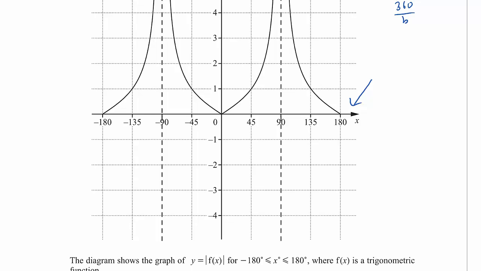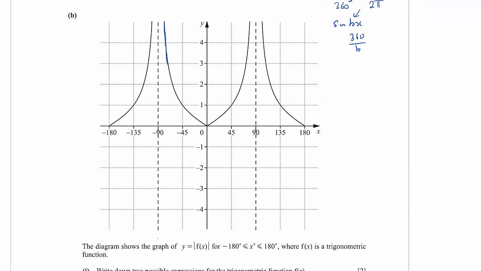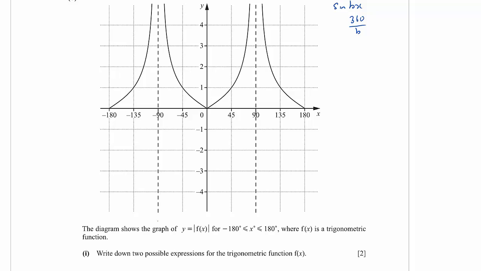So let's look at the next part of the question. So the diagram here shows the graph of y equals mod f of x for values between negative 180 and 180, where f of x is a trigonometric function. Write down two possible expressions for the trigonometric function. So that's without the modulus. So without the bounce up.